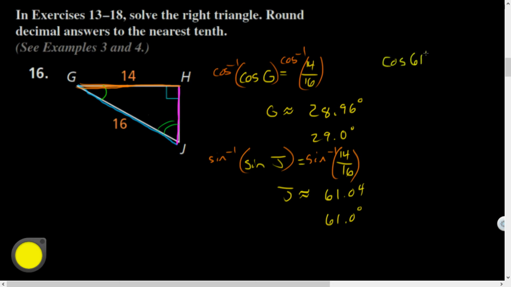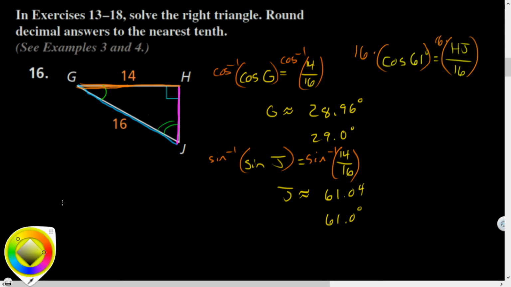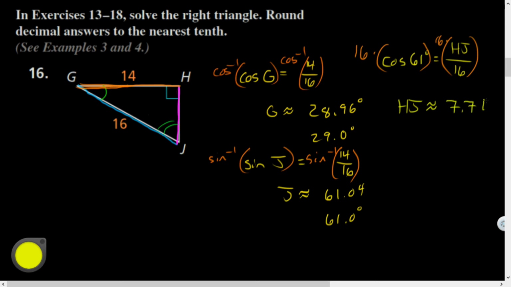So that's cosine of 61 degrees is equal to HJ over 16. I'll even write it out. So to solve for HJ, what do? Yep, multiply both sides by 16. Cosine of 61 is just going to be some ratio, some number. So HJ is going to be approximately 16 times cos 61, not cos inverse, and I get 7.76.